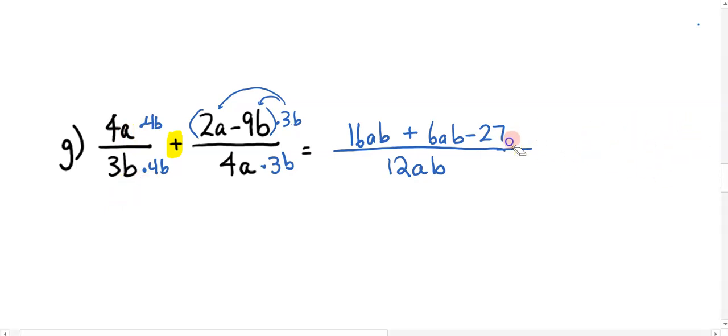Let's back up. I said to be careful, and what did I do? I made a mistake in this one, because this should be 12ab, and this should be 12ab. So there, I just did what I told you not to do. So we're going to get 16a squared, and we're going to continue on with our plus sign, ignoring the brackets because that's plus. So now I'm going to get 6ab minus 27b squared.